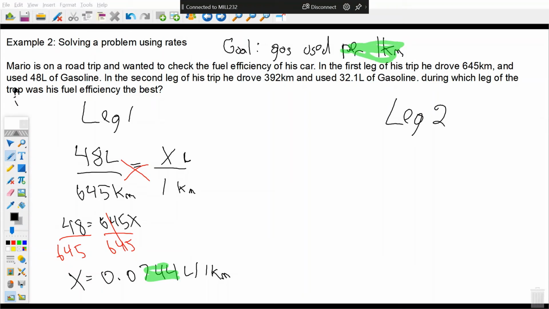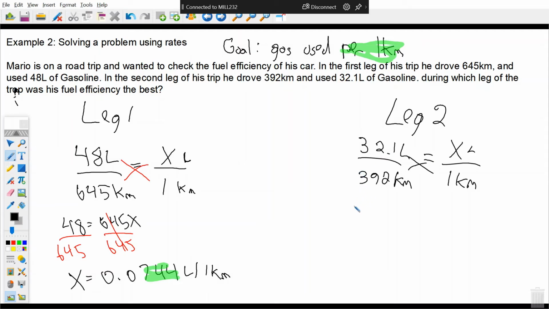Now we do it for leg 2. In leg 2, he used 32.1 liters of gas to travel 392 kilometers. How much gas did he use for 1 kilometer? Same steps, right? Cross multiply and divide.